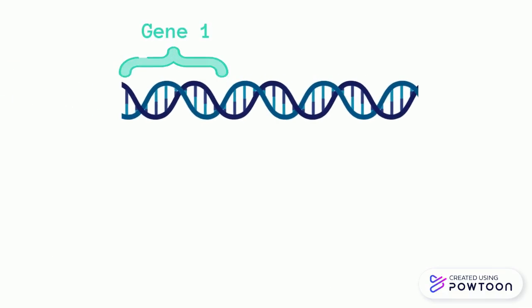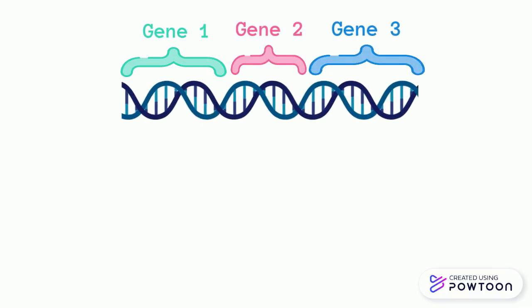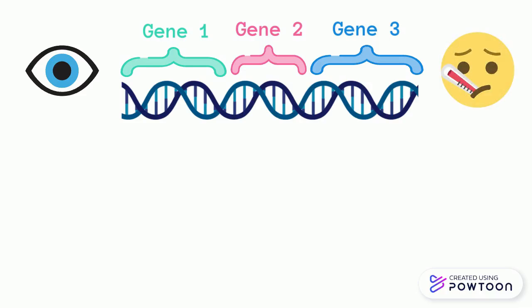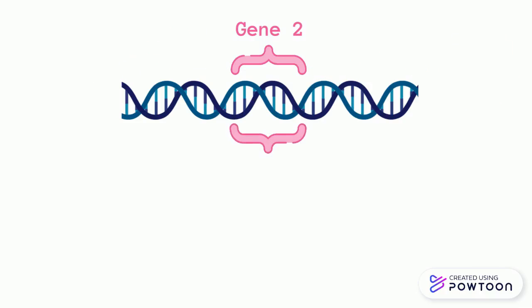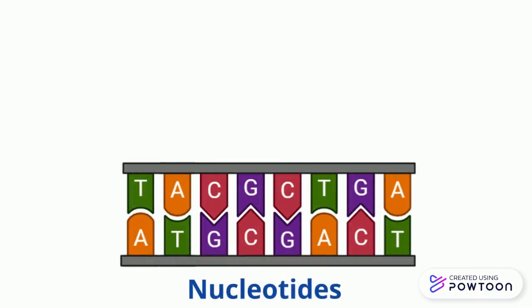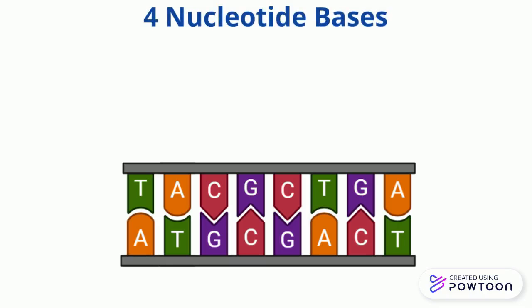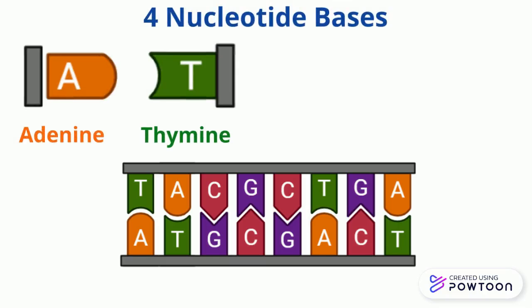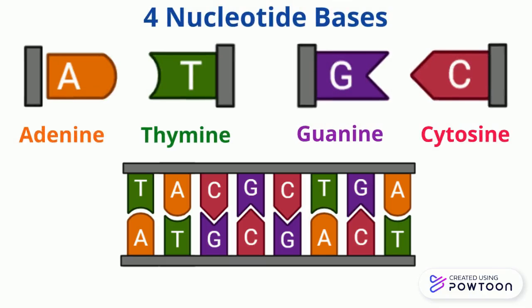DNA is composed of numerous genes which dictate our physical characteristics, as well as the diseases we may be susceptible to. These genes are made up of smaller building blocks called nucleotides. The entirety of our DNA sequence is composed of 4 nucleotide bases: adenine, thymine, guanine, and cytosine.